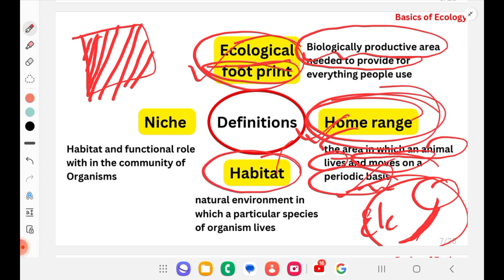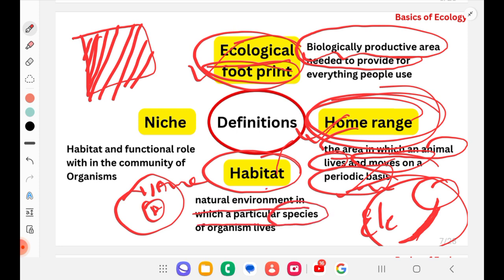Then we go for habitat. See, this is habitat and the bigger set is home range. What is habitat? It's a natural environment in which a particular species or organism lives. That is habitat. It should be a natural environment.